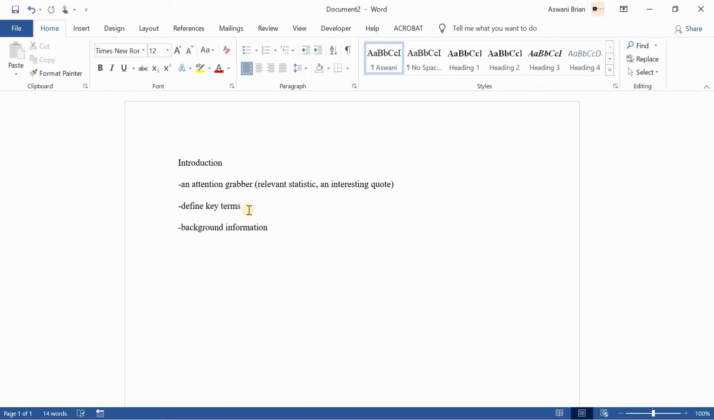For instance, if you are talking about the effects of corruption and you feel there's something very unique about the definition of corruption that most readers don't know, then in that case, it might be necessary for you to define corruption. And when you're doing definitions, a tip is to try to borrow definitions from reputable organizations.